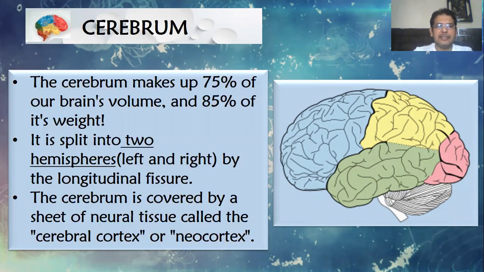The cerebrum is covered by a sheath of neural tissue called the cerebral cortex or neocortex. Below the sheath is the cerebrospinal fluid that passes the brain. We will also discuss how it washes the brain and how important it is for brain health. So the cerebrum is the major portion of the brain, 75% of its volume, divided into the right and left hemispheres, connected by the longitudinal fissure, and covered by a sheath called the cerebral cortex or neocortex.